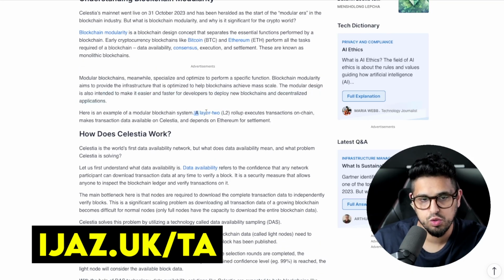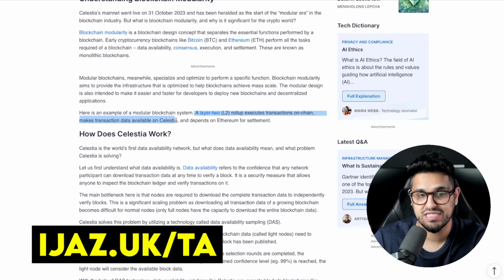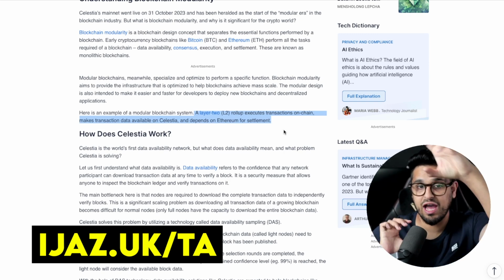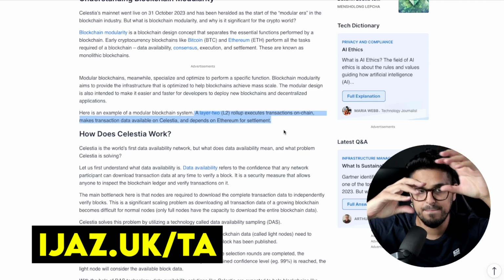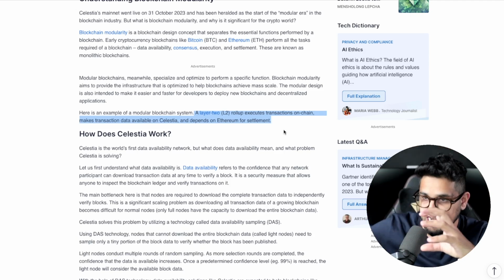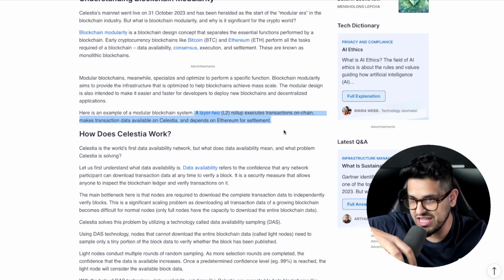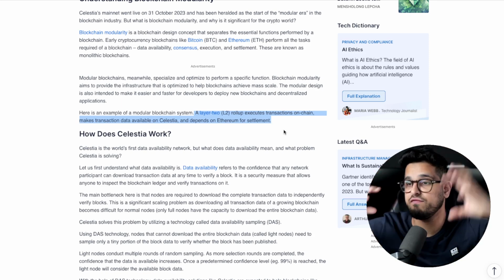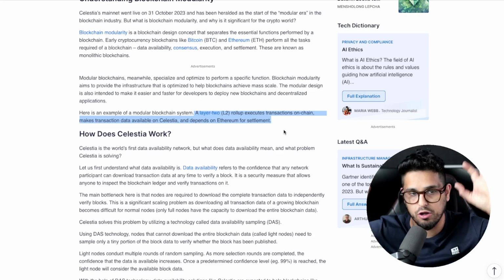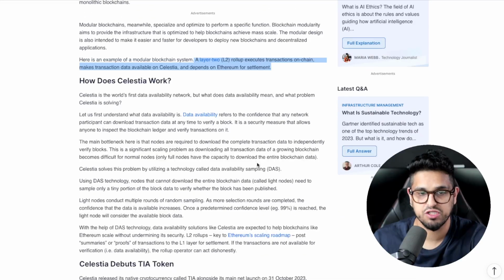A layer 2, L2 rollup executes transactions on chain, makes transaction data available on Celestia, and depends on Ethereum for settlement. So you can see how the layers are working, guys. You have your layer 2 at the top, right? The rollup executes transactions on chain, makes that transaction data available on Celestia, which then relies on Ethereum for settlement. So now you're splitting it up, so everybody's taking a part of the responsibility instead of one blockchain doing the whole stack from start to end.